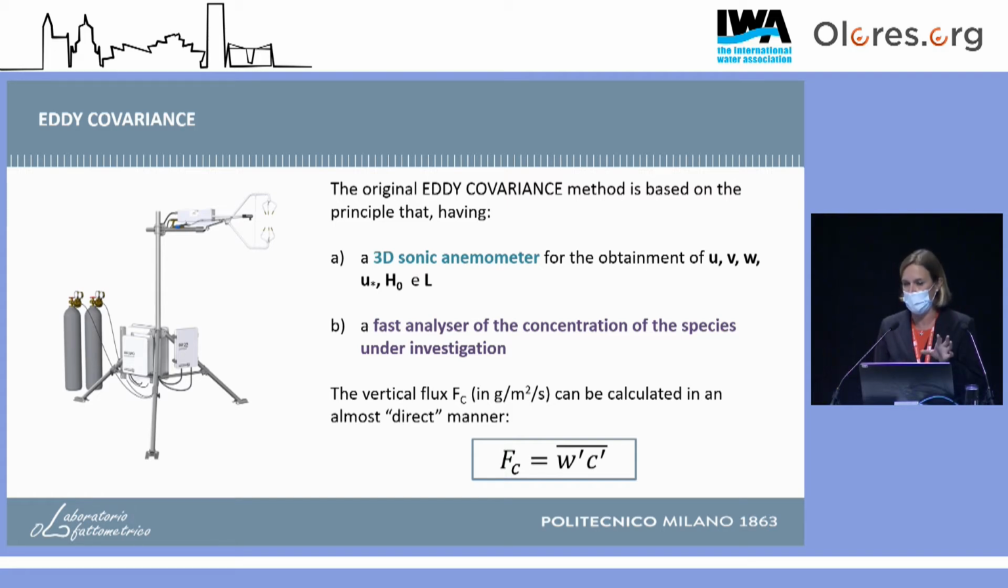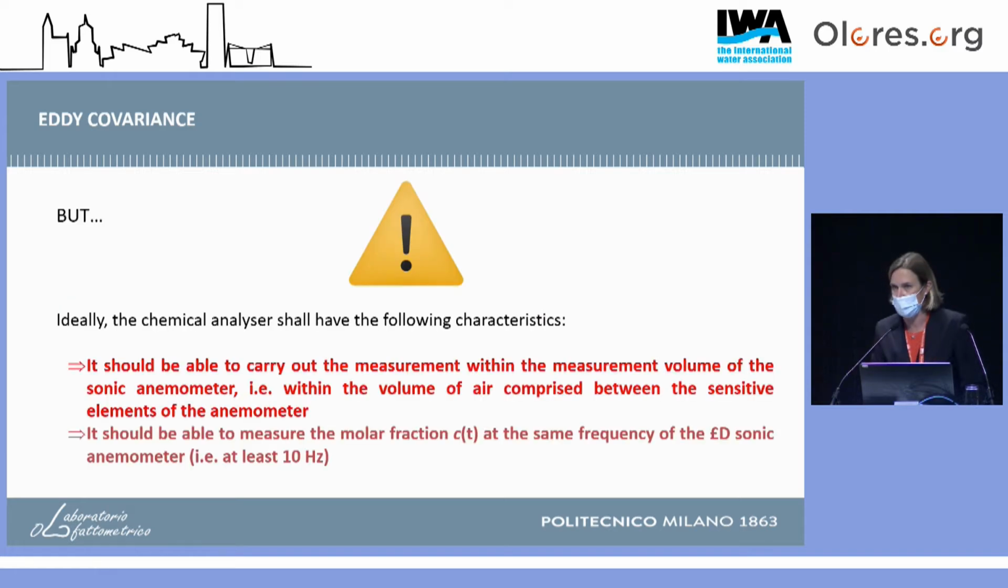Once you have a 3D sonic anemometer, which measures the variables that I mentioned before, and you have a fast analyzer of the concentration of the species under investigation, you may calculate the vertical flux of the substance almost directly with this expression. Unfortunately, things are not so easy as they look, because first, the analyzer should have particular characteristics. First, it should be able to carry out the measurement within the measurement volume of the sonic anemometer, exactly that volume. Second, it should be able to measure the concentration at the same frequency of the anemometer, which is typically in the range of 10 Hertz. So we understand that it becomes not banal anymore.